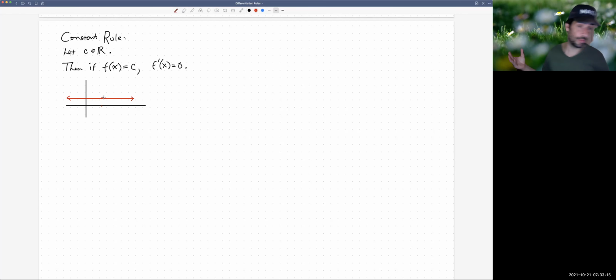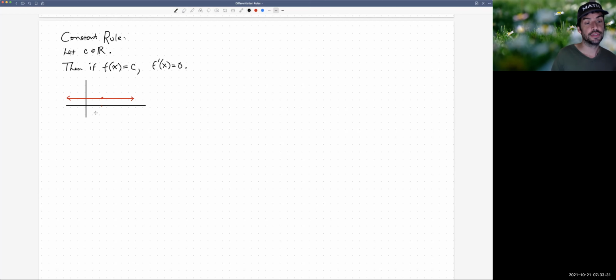Well, what's the rate of change? Remember what the rate of change means. It's how does the output change as we change the input? This output doesn't change as we change the input. So the rate of change is, of course, 0. Okay. We can also prove it with our limit definition.